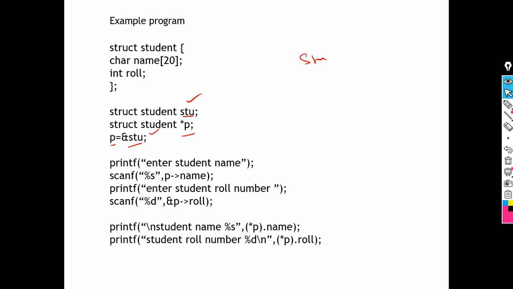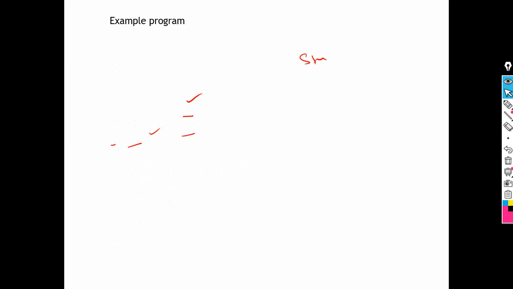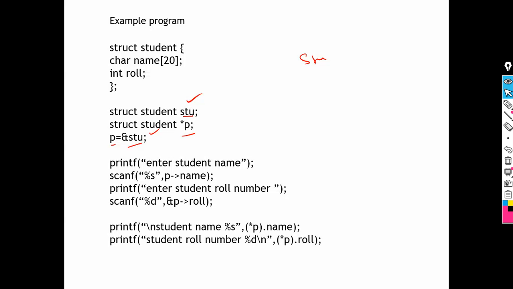Stu must be having two members here, right? Name is one member, yes or no? Another one is roll. If name is starting at 4000, then 20 bytes means 4000 till 4019, and then 4020 will be the roll. So roll consists of 2 bytes, right? So this is your stu.